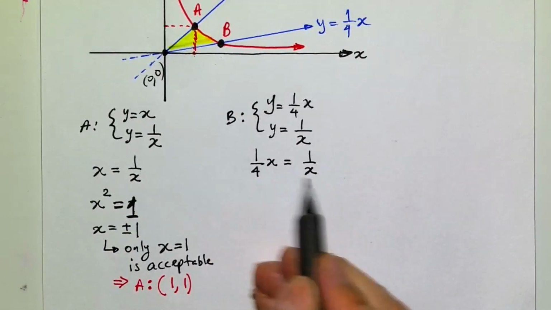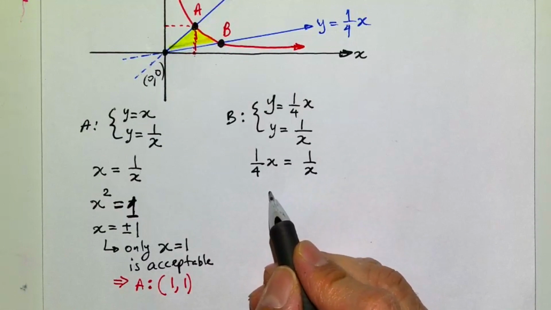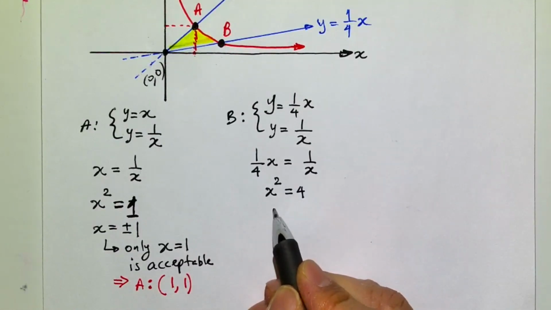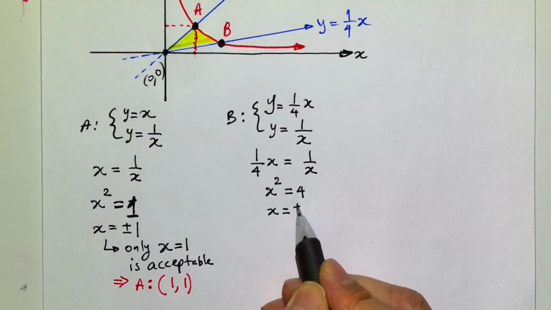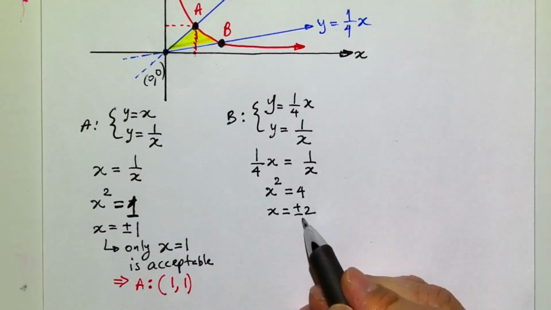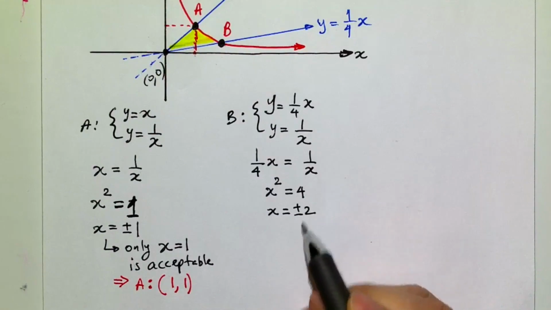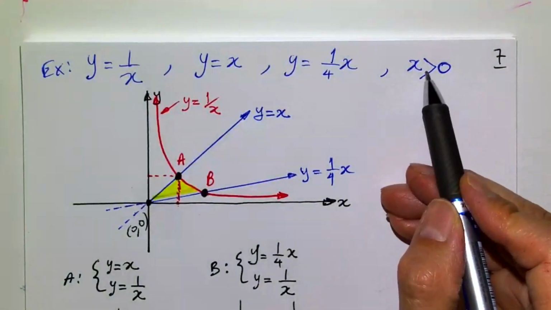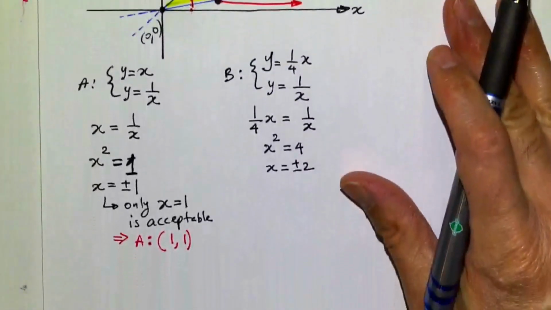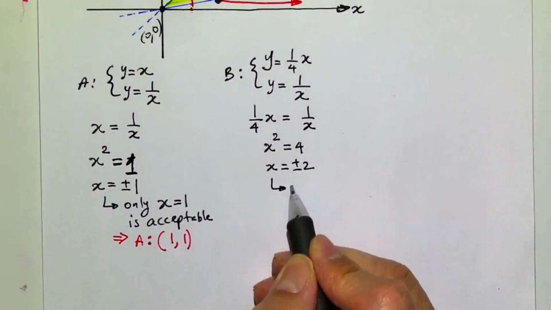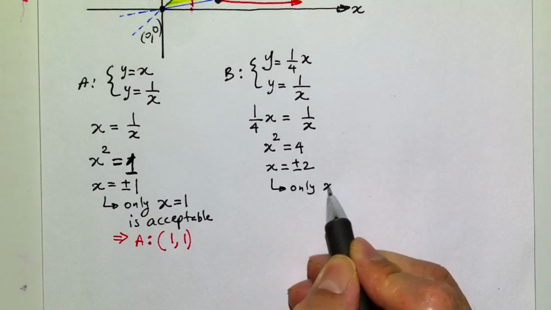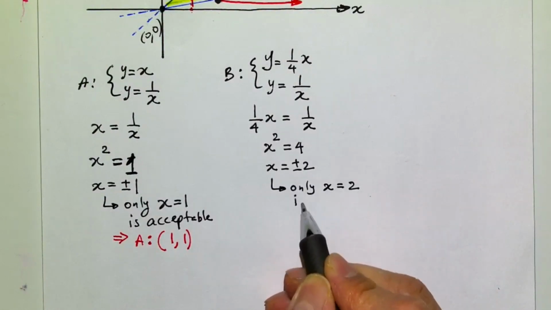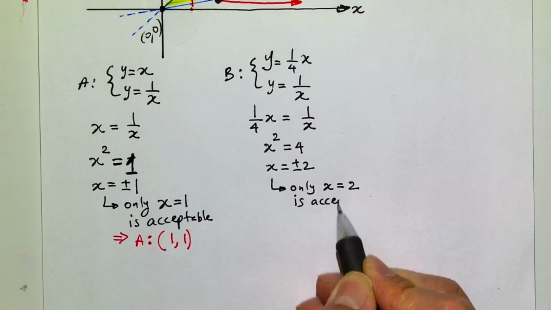So if we cross multiply, what do we get? We get x squared equals 4. Therefore, x equals plus or minus 2. So which one is acceptable? Of course, only the positive one, right? Because, again, of that condition, x has to be positive. So we write only x equals 2 is acceptable.